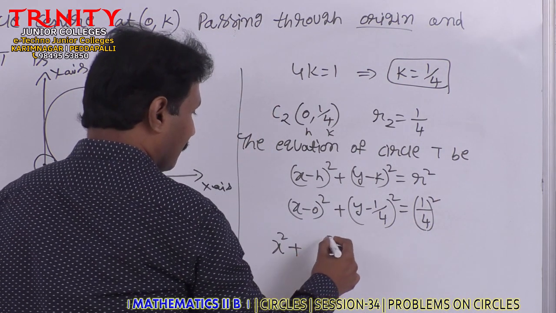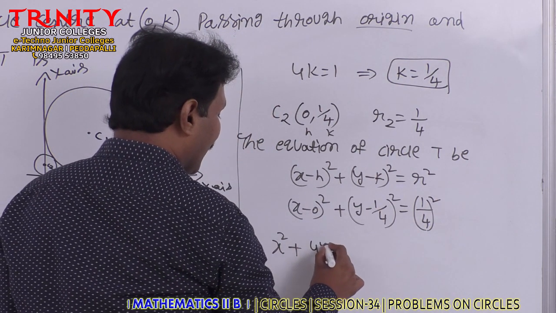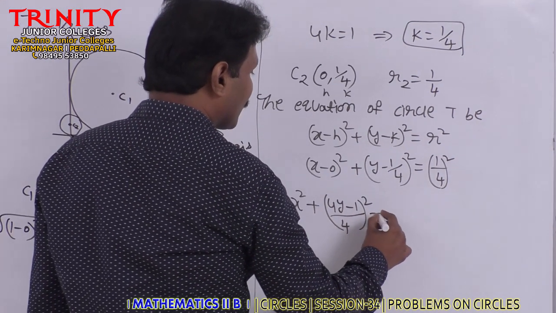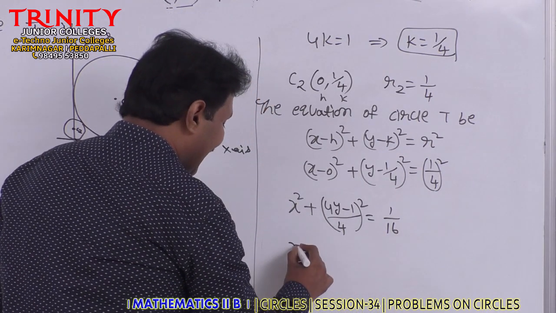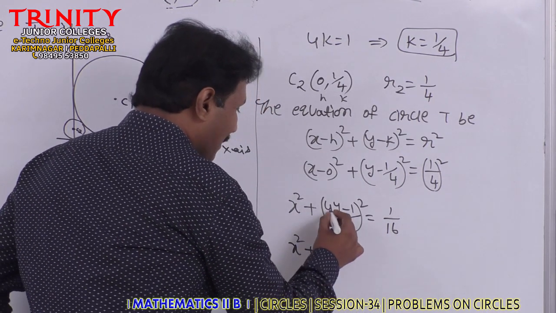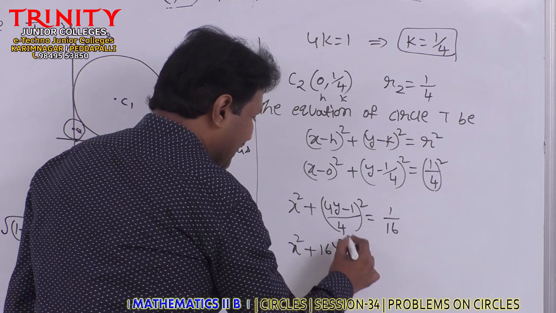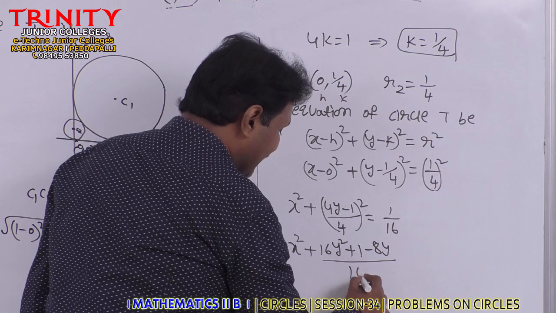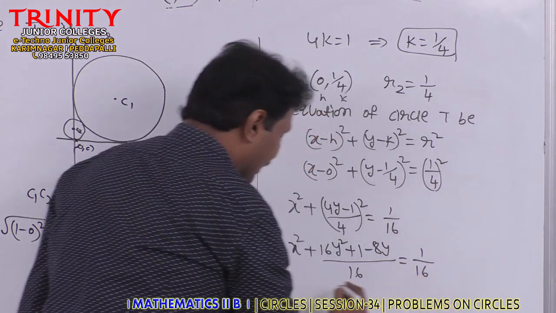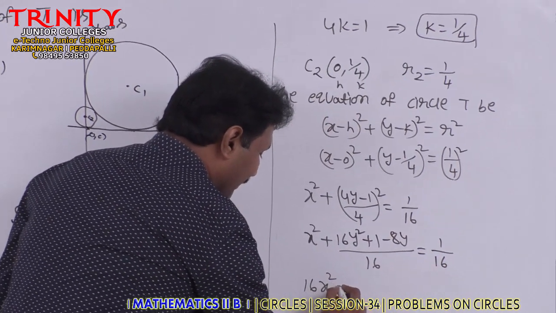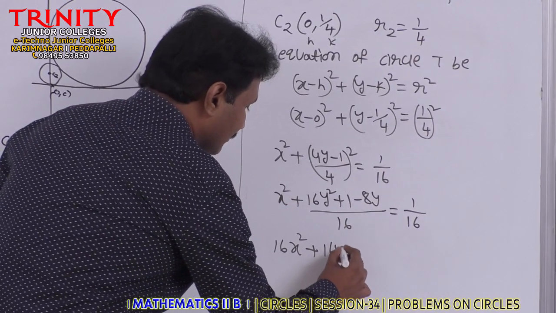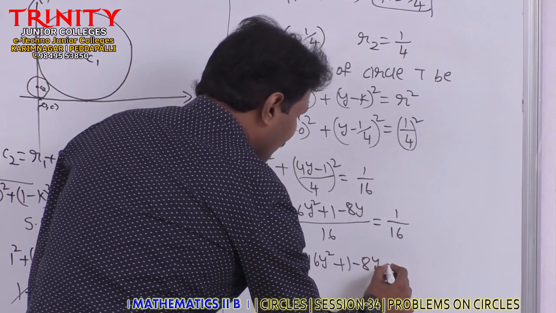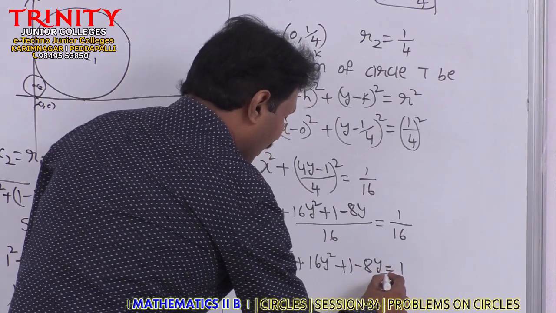x squared plus (y minus 1 by 4) whole squared equals 1 by 16. Using (a minus b) squared, x squared plus (16y squared plus 1 minus 8y) divided by 16 equals 1 by 16. That means 16x squared plus 16y squared plus 1 minus 8y equals 1.